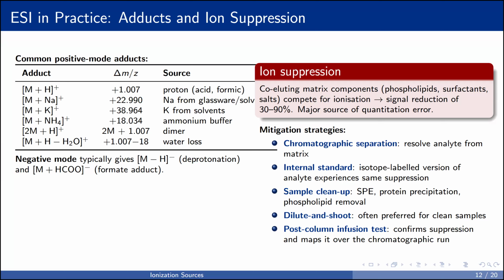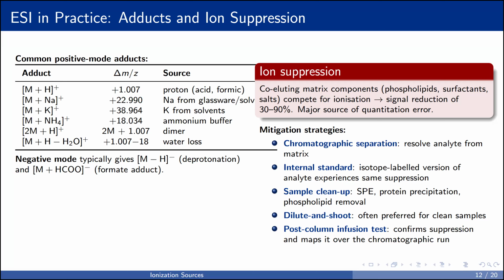3. Simple sample cleanup: solid phase extraction, protein precipitation, dedicated phospholipid removal plates. 4. Just dilute the sample, often called dilute and shoot. If your sample is clean enough and your analyte concentrated enough, diluting out the matrix works well.